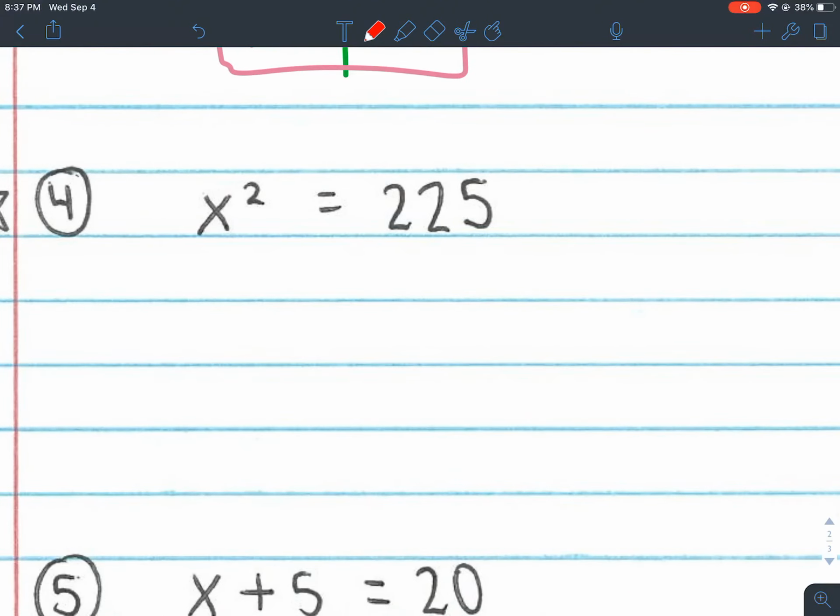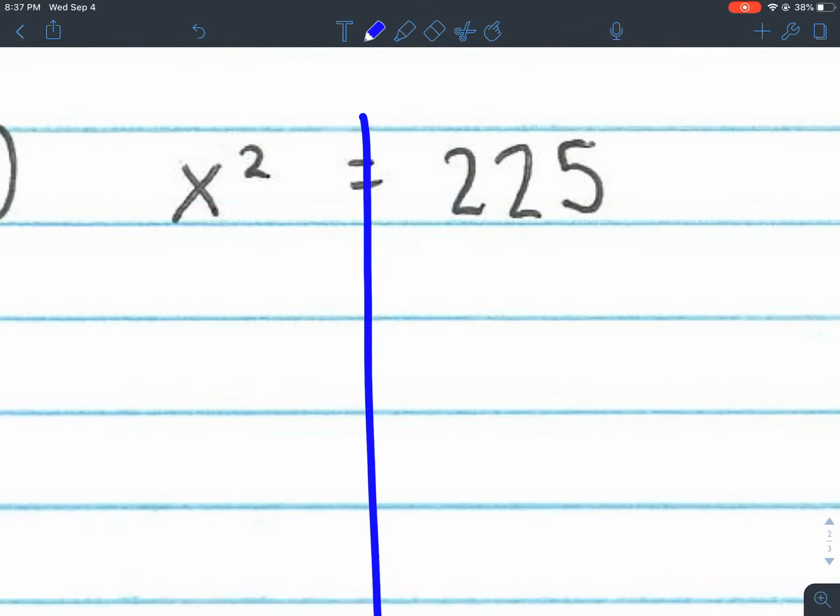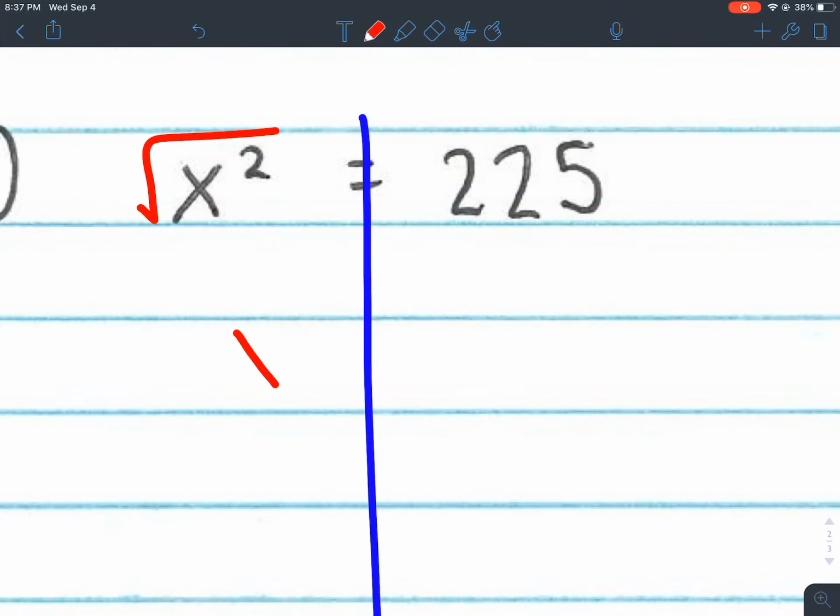So we have x squared equals 225. Draw a little wall here. Well, anything I do to one side, I have to do to the other. So let's look. I have a square, I want to get rid of it. So I would have to square root both sides. Okay, well, if I square root this side, I get x, because that goes away. But then I have to square root this side as well. When I put square root of 225 in the calculator, I get 15, because 15 times 15 is 225.